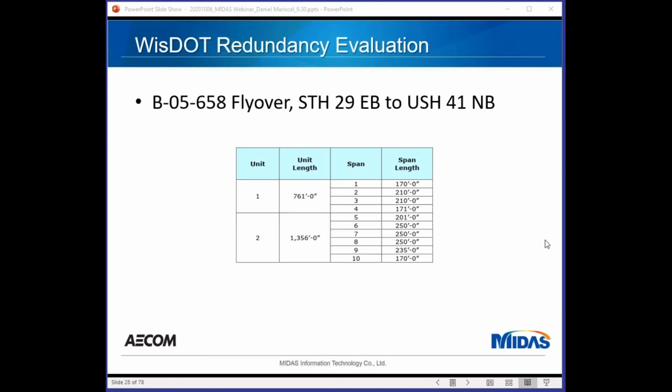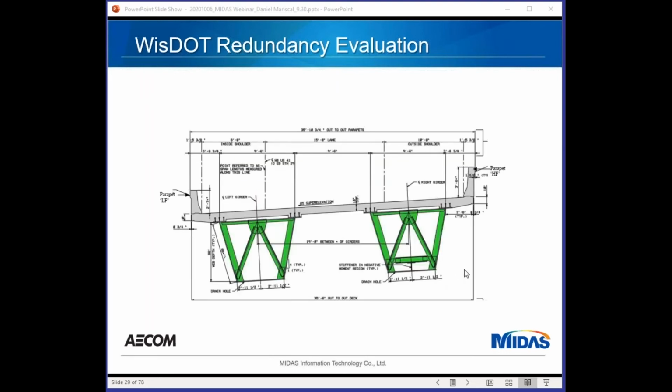These are some of the characteristics of the actual bridges. This is an interchange of State Road Highway 29 with US Highway 41. We had two units. The first unit had 4 spans. The second unit had 6 spans. This is the cross section of one of the first bridges that we looked at. We looked at 2 of the several bridges.